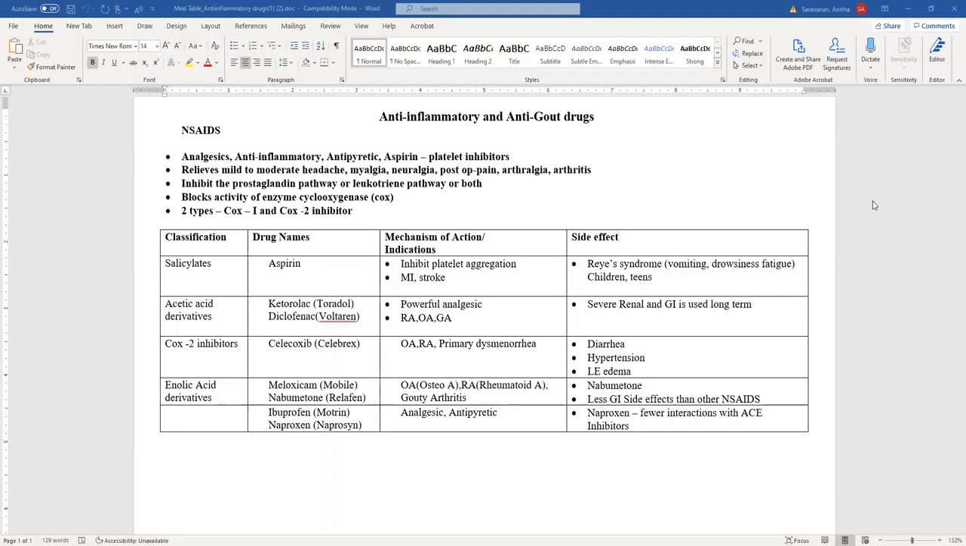The things to remember in these are that naproxen has fewer interactions with these inhibitors, so it can be given safely when patients have hypertension and they're on ACE inhibitors as well, versus ibuprofen, which can have GI complications and also be toxic for patients with renal problems and heart problems.